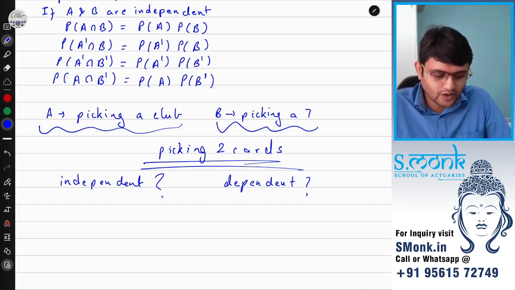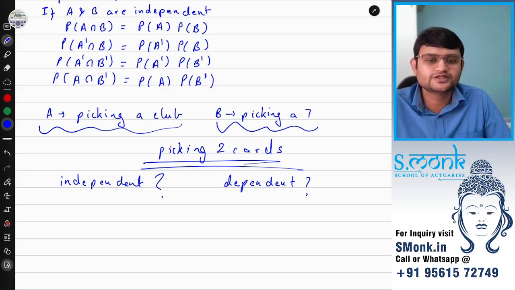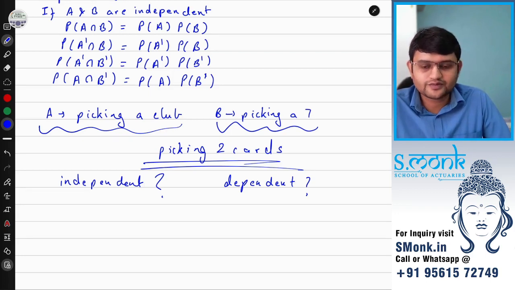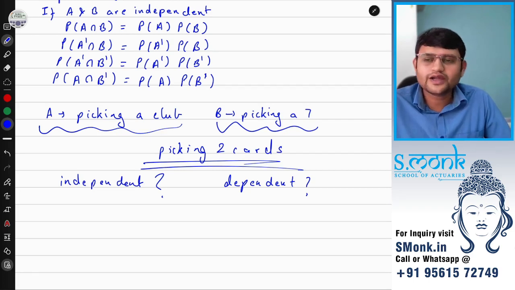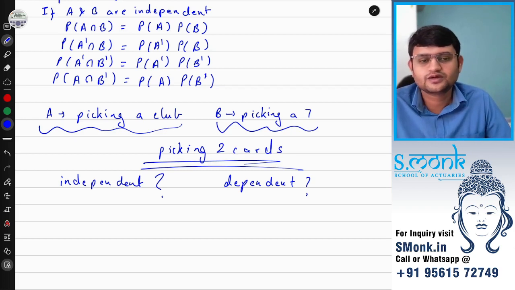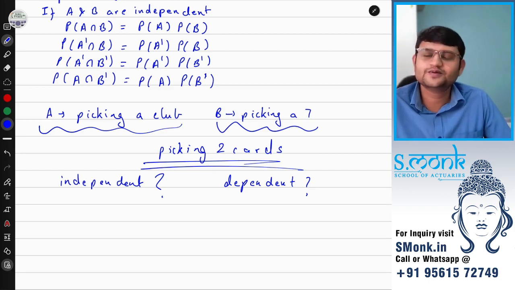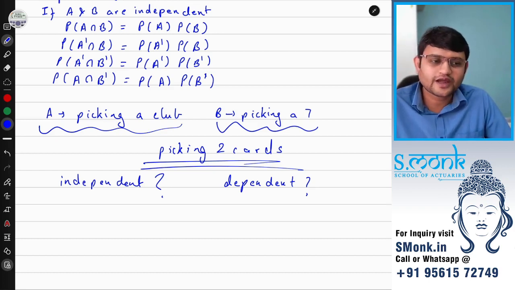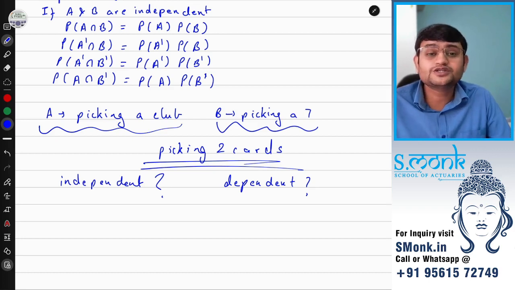Anyone? Now I am saying that we are picking two cards. First is a club, then second is a 7. Can you tell me whether they are independent or whether they are dependent? Again, guess, it does not matter. Even if you are wrong, it does not matter. You have just two choices. So 50% of the times you are going to be correct, 50% of the times you are going to be wrong, and it does not really matter, because we are here to learn.